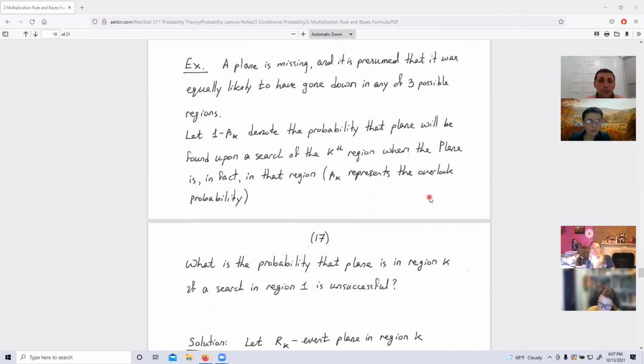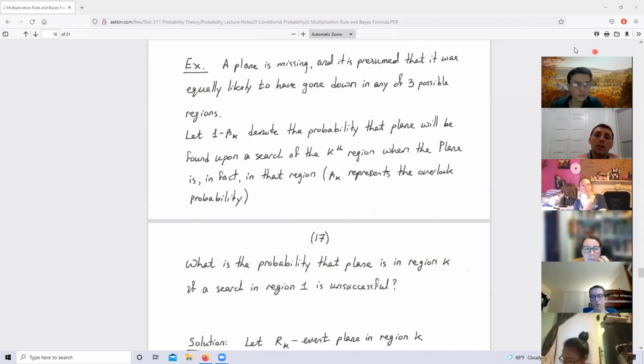So what is the probability that the plane is in region k if a search in region 1 is unsuccessful? Do you understand? So they searched region 1 and they did not find the plane. What's the probability the plane now is in region 1, region 2, region 3? Okay, so let's begin calculating it.